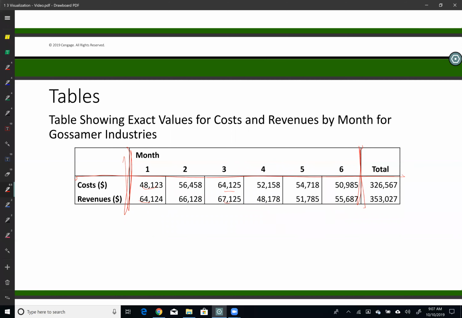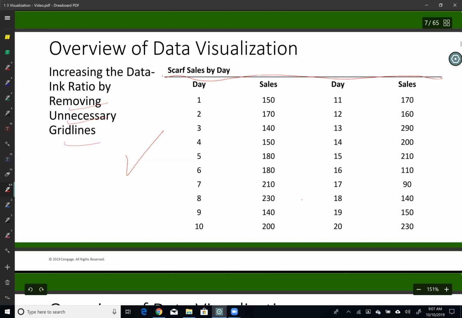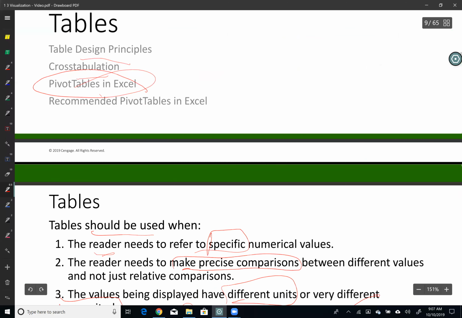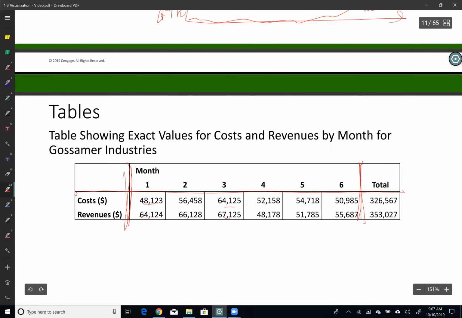If you wanted to eliminate, you could, I would say, look at our previous table, you could eliminate these guys, right? Or the bottom ones. So if I want to increase the data ink ratio, I could eliminate that. I could eliminate that. I could eliminate this, and I could eliminate that.